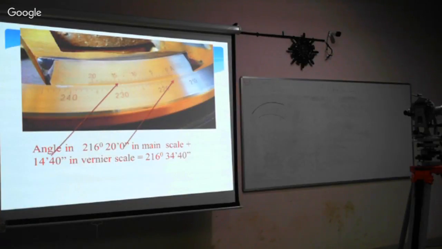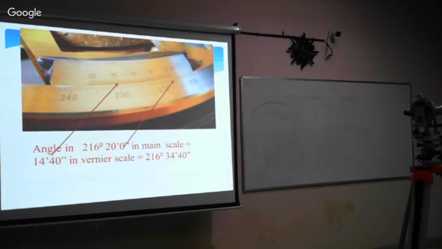It is coinciding here now, at 14 minutes, 40 seconds. 0, 5, 10, 14, that is 14 minutes. Then the second division, 1, 2, it is 20. Plus 20, that is 40 seconds, isn't it? In the vernier, the reading is 14 minutes, 40 seconds. In the main scale, it is 216 degrees, 20 minutes.